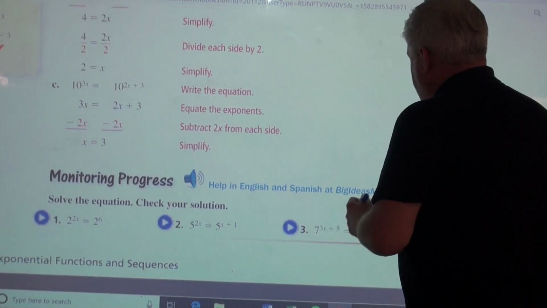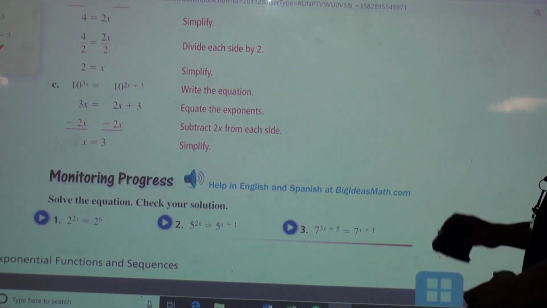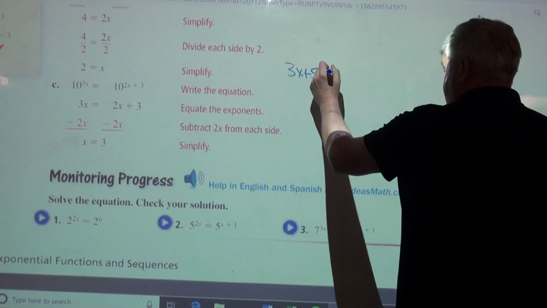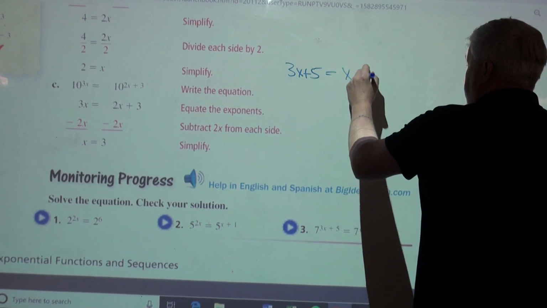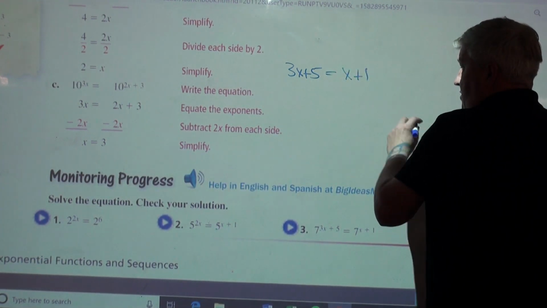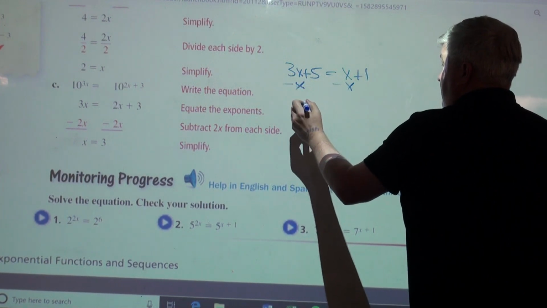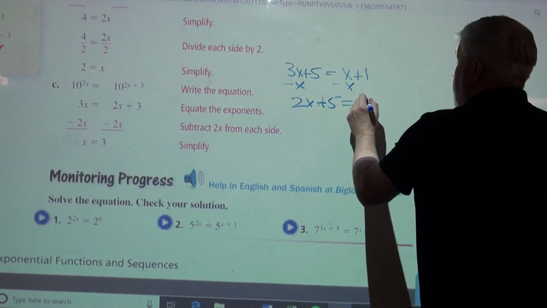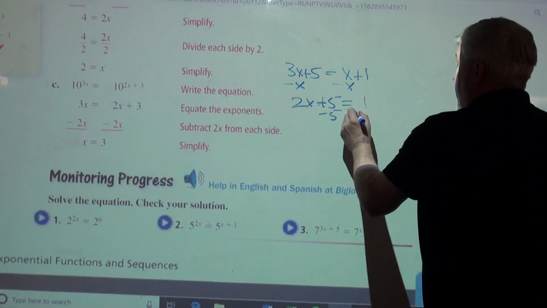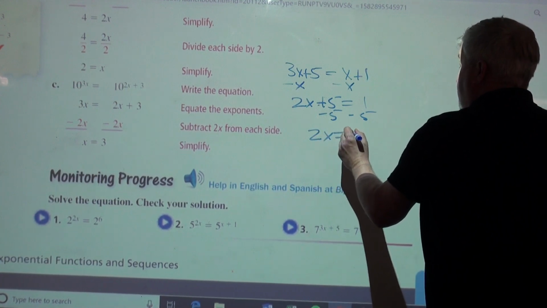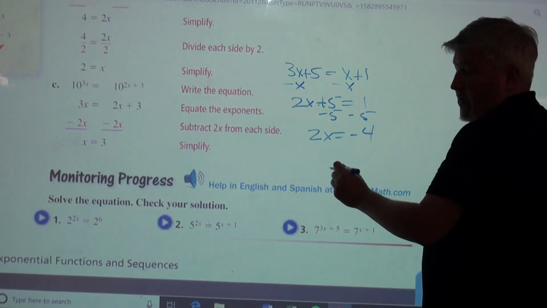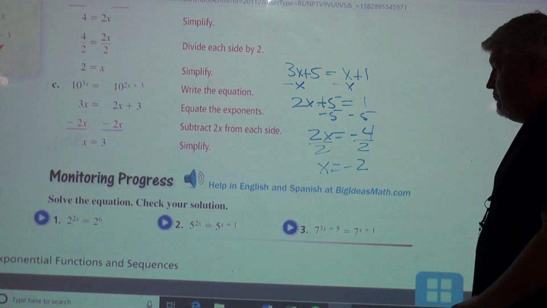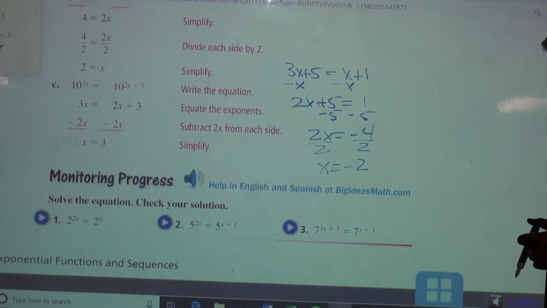And number 3, 7 to the 3x plus 5 equals 7 to the x plus 1. Again, like bases, set them equal to each other. Just the exponents. 3x plus 5 equals x plus 1. And do your algebra. We'll subtract x from both sides. 2x plus 5 equals 1. Now we subtract 5 from both sides. 2x equals negative 4. Warning, warning. Divide by 2. X equals negative 2. Okay, great.